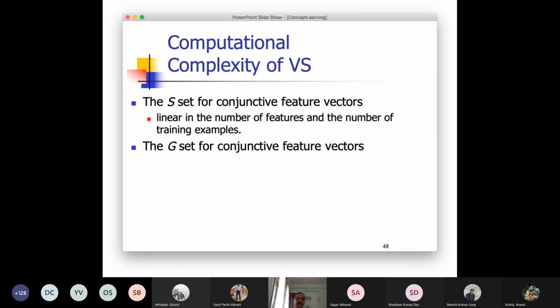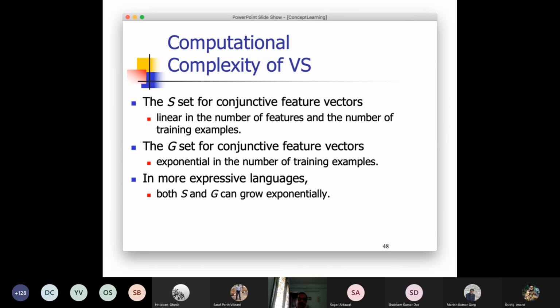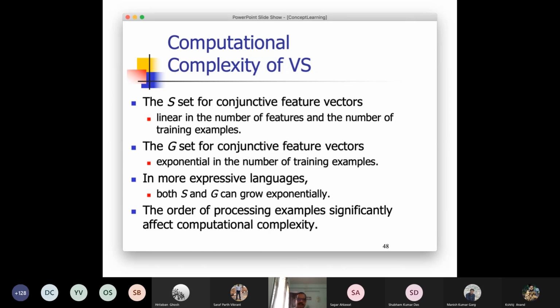So what we usually say is that the size of S is linear, but that is usual, it is not sacrosanct. It could be exponential also, and the size of G many times goes exponential in the number of training examples. In more expressive languages, both S and G can do it. So for the candidate elimination, it is linear.